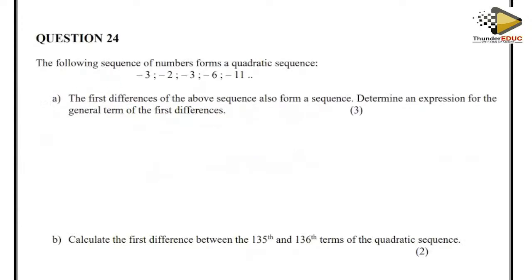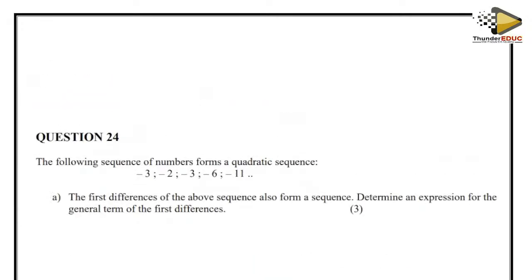Then question number 24. Let's see. The following sequence of numbers, quadratic, first differences of the above, also forms a sequence, determine an expression for the general term of the first differences. Okay. So these numbers, these are the quadratic terms. So -3, -2, -3, -6, -11. Make sense?